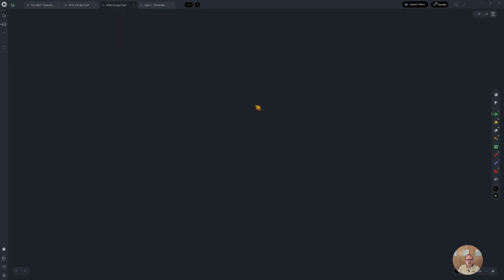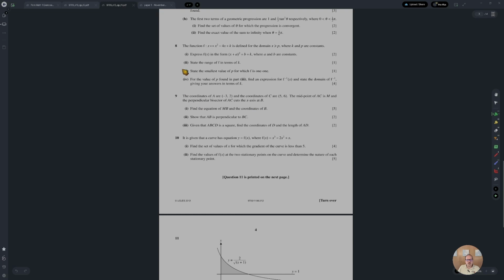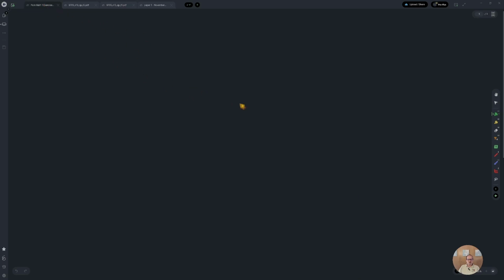Okay, next question is this one over here. The function f of x equals x squared minus 4x plus k is defined for the domain x bigger or equal to p, where k and p are constants. Express the function in completed square form, where a and b are constants. Okay, we'll go one by one. So let's do that. This is as simple as looking at the equation.